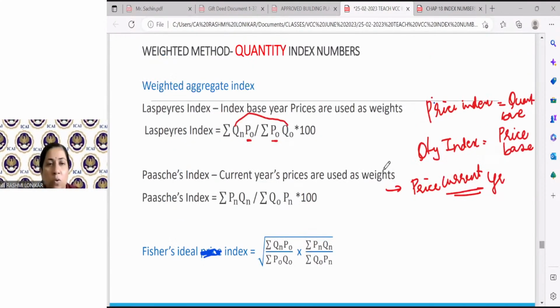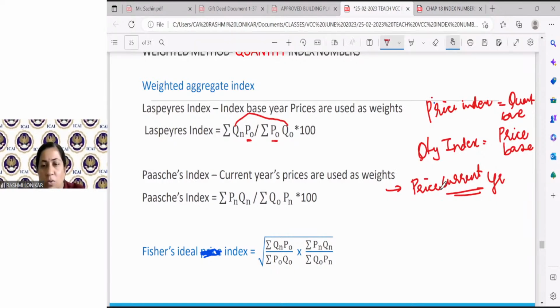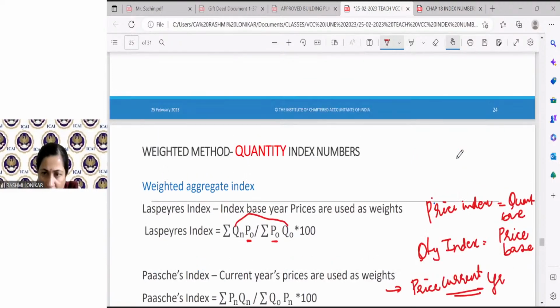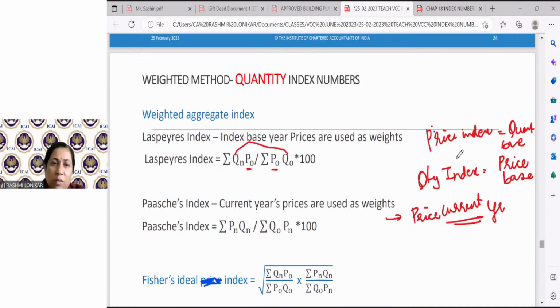Okay. So quantity index. In the price index, we took quantity as base, and in the quantity index, we take price as base. So in this also, what is happening in Laspeyres? We are taking the base price as the weight, and in Paasche, we are taking the current year's price as base. And Fisher will obviously be the square root of this.